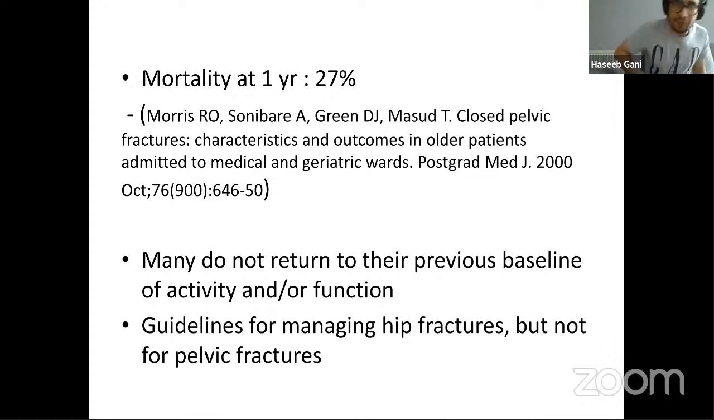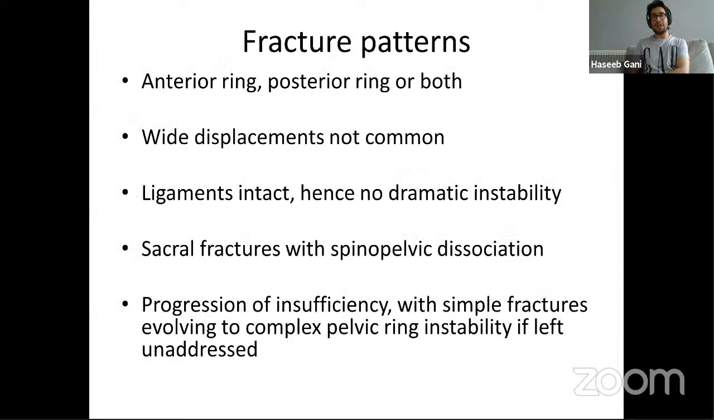Surprisingly, while we have guidelines for managing fragility hip fractures or other fractures, we don't have the same for pelvic fractures, when the morbidity they cause is in no way less. The patterns of these fractures can involve the anterior ring, the posterior ring, or both. It is characteristic that wide displacements are not common because ligaments are intact, because the mechanism is low. And the fractures at the back, sacral fractures, may be of patterns associated with spinopelvic dissociation or instability. And these fractures progress.